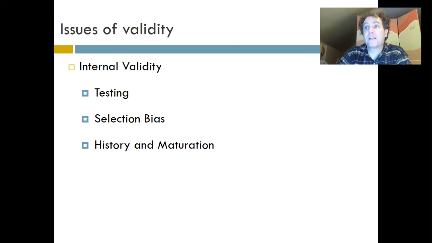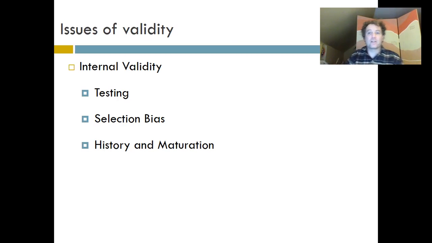The third problem is what's called history and maturation. Essentially, with history, something else happens besides the stimulus. There's some other event, some historical event. Something occurs on the news, or something happens to the people, they get a cell phone message. Something happens that's not the stimulus that's affecting the experimental group. And then maturation is simply that people have gotten older; time has progressed and people are changing.